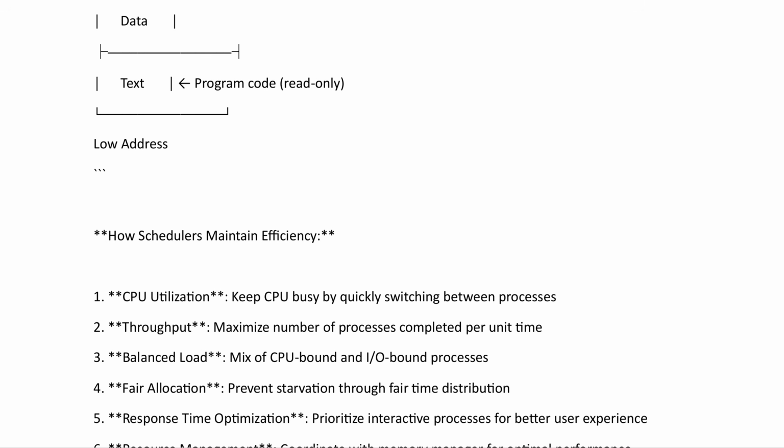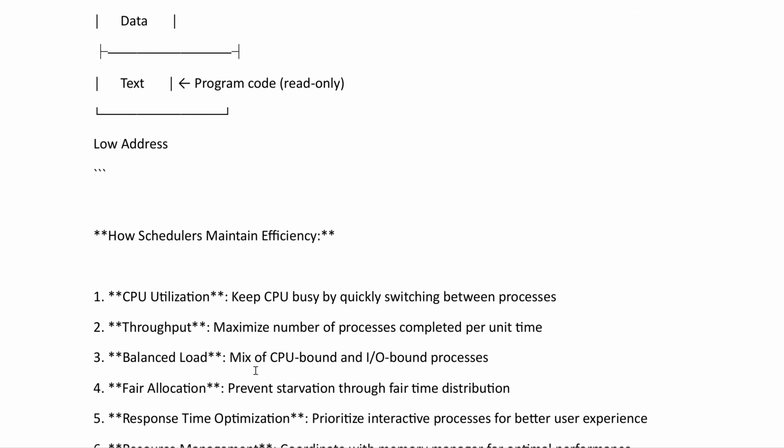So how do schedulers maintain efficiency? First is CPU utilization: keep the CPU busy by quickly switching between processes. Next is throughput, that is, maximizing the number of processes completed per unit time.